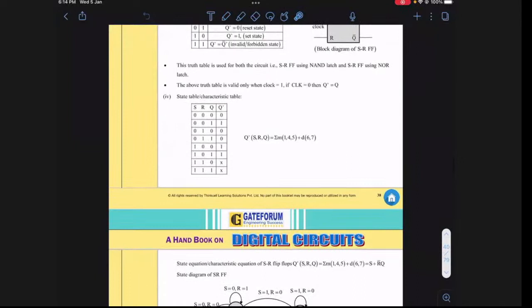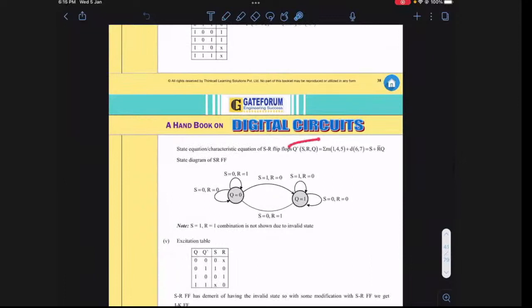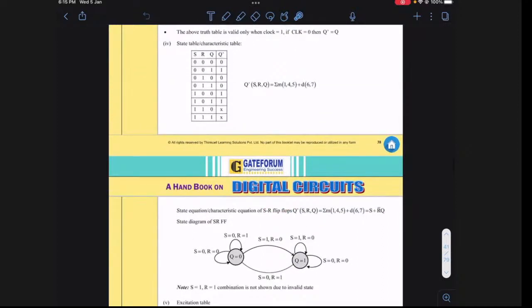So this is the corresponding state table. I'm not going into much detail of it, but what I will suggest is to memorize the corresponding characteristic equation. For the SR flip-flop, the equation is S plus R bar Q. And whatever is in this state table, if I represent it in the form of a diagram, this is what I call the state diagram of the SR flip-flop.